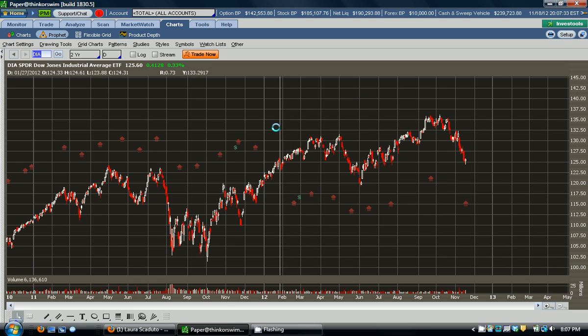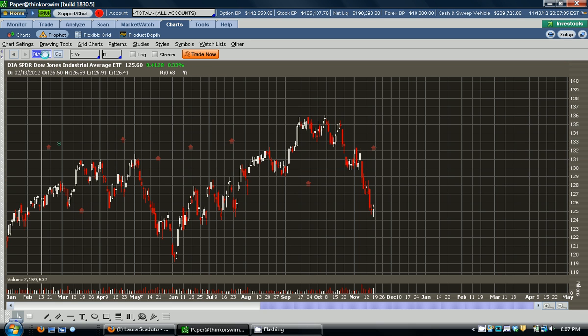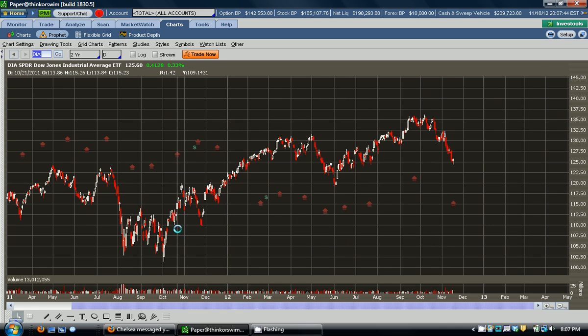Now, first things first, I'm using the DIA, which is the ETF for the Dow Jones Industrials, and one of the reasons why I'm doing this is just because the support levels are a little more clearly outlined. The index is a little more sloppy than this in terms of finding where the exact levels are.